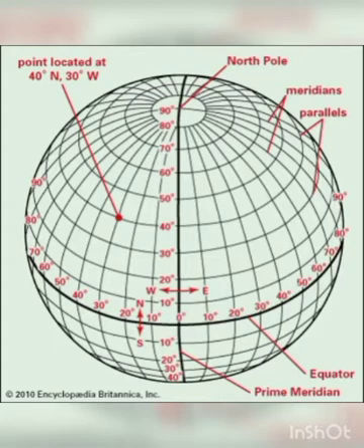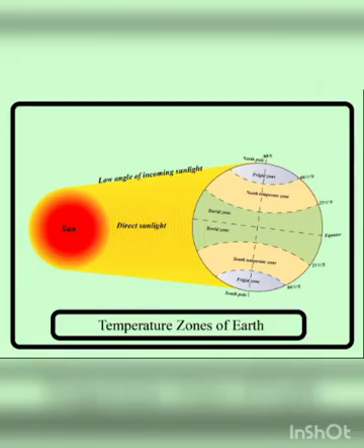What is the torrid zone? The torrid zone is the region on both sides of the equator. In the previous class we learned that the middle line is the equator. It divides the earth into two equal halves, the northern hemisphere and the southern hemisphere. All the latitudes are parallel to the equator. Can you clear it?